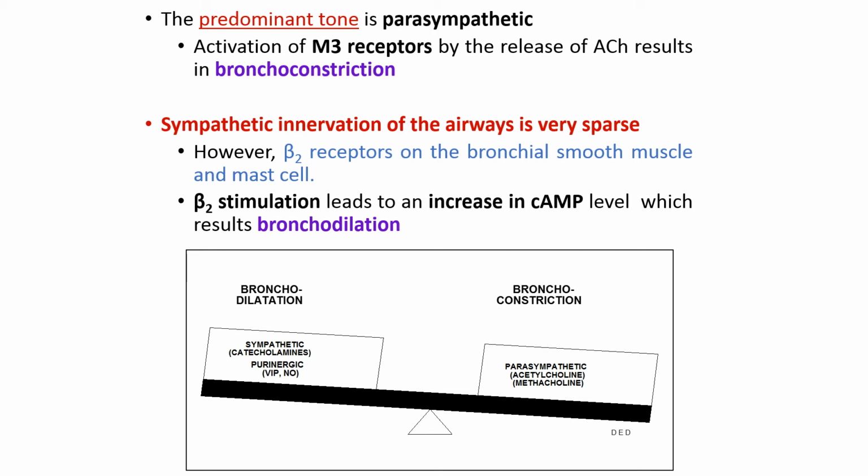As far as sympathetic innervation is concerned, though sympathetic innervation of the airway is very limited, we have beta 2 receptors on bronchial smooth muscle. And what does this beta 2 stimulation lead to? Beta 2 stimulation leads to bronchodilation. And why is this bronchodilation happening? Because of beta 2 stimulation, there is an increase in cyclic AMP. So this increased cyclic AMP is basically responsible for the bronchodilation.